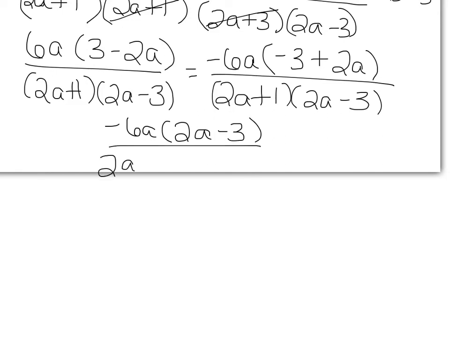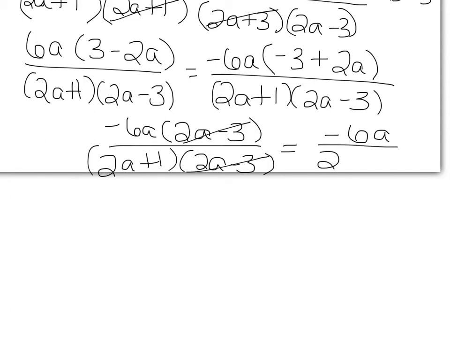And then notice that ends up being the same as this one. So I can cancel those. So you're left with negative 6a over 2a plus 1. Now, you cannot try to cancel these because, remember, 2a plus 1 is an expression, and it's a whole thing. You can't just take pieces of it away.